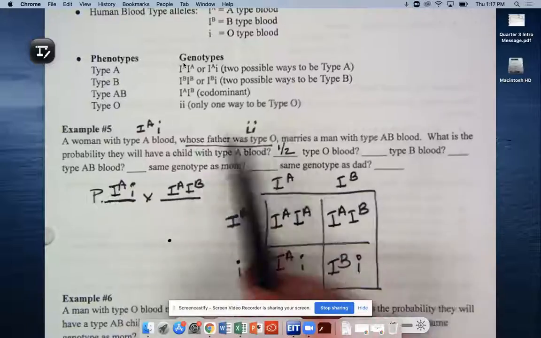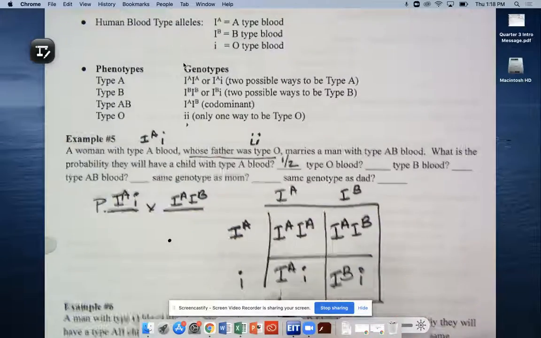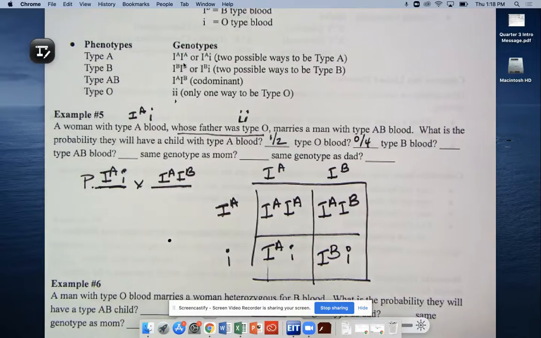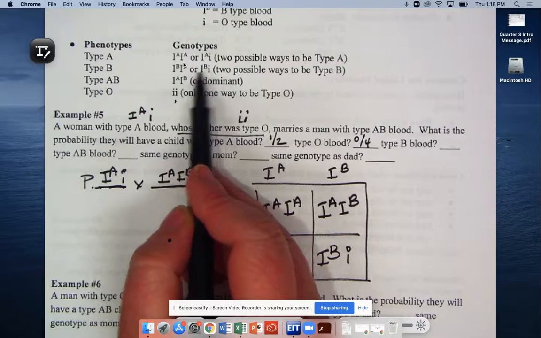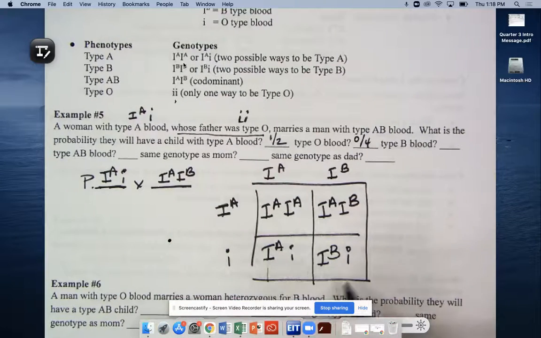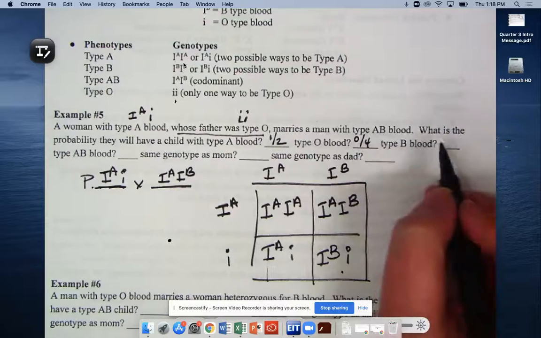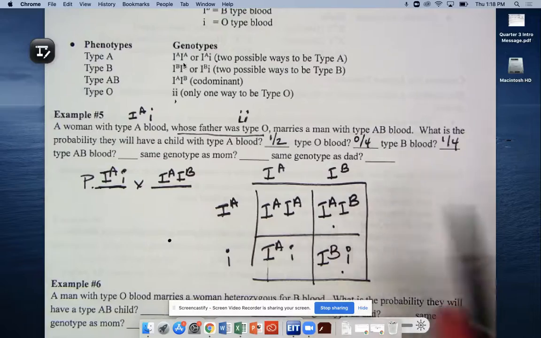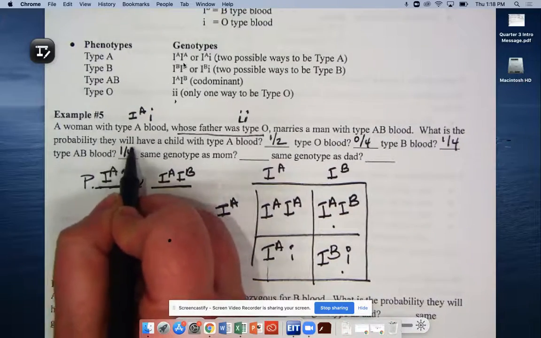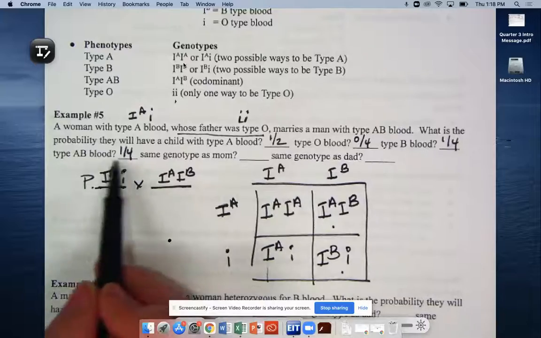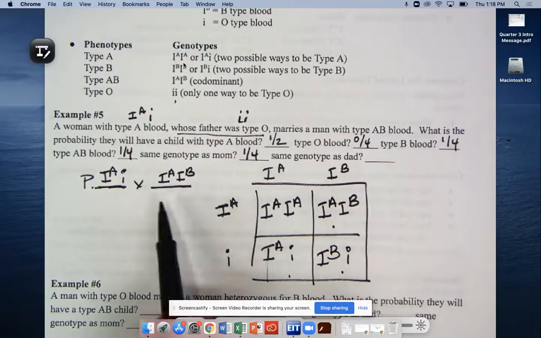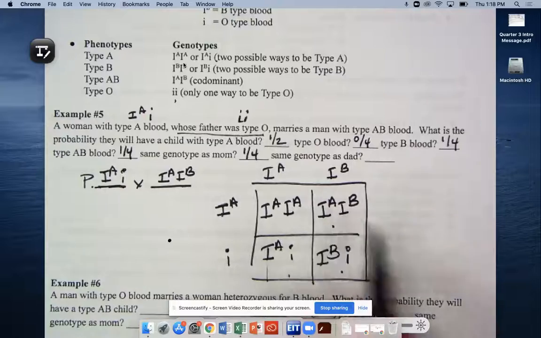Type O. Type O would be ii. I do not see type O, so that would be 0. Type B, right up here. What do we have down here? It looks like this one. 1 out of 4. Type AB, this one. 1 out of 4. Same as mom. Mom is this one, right here. 1 out of 4. And then same as dad. Dad is this one. 1 out of 4.